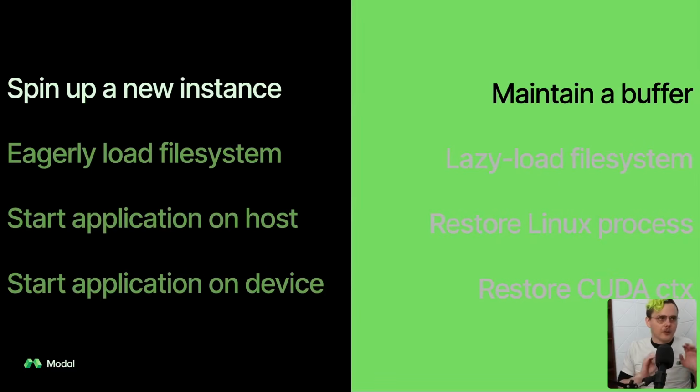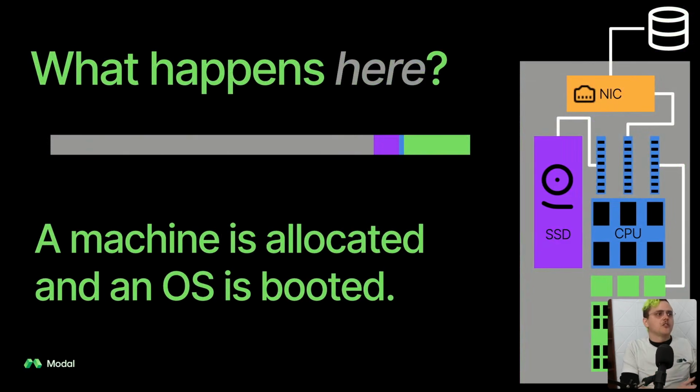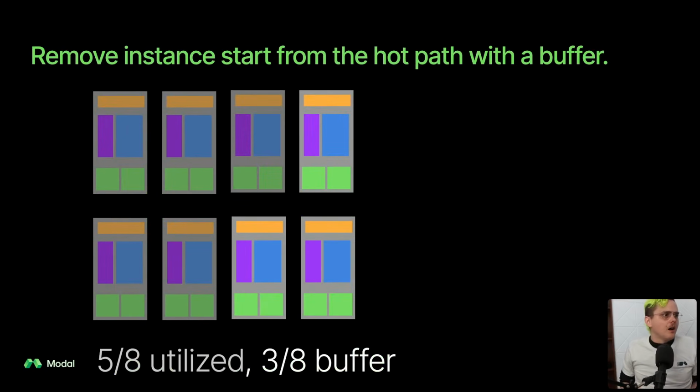All right, so we'll start with spinning up a new instance and how we get around this by maintaining a buffer. In this first big chunk of time, you need to allocate a machine, boot an operating system, make sure things are generally healthy, and then do anything application specific after that. The time this takes depends on a lot of factors, but 10 minutes to tens of minutes is a pretty good estimate. So the trick here is to remove instance start from the hot path by running a buffer of instances that are ready to go.